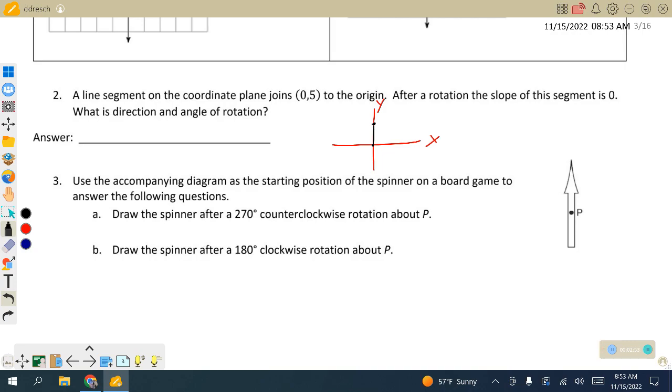Now, does it tell me which direction to go? No. So we could have gone what? Negative 90 or positive 90. Either one is fine. So that new segment could have rotated 90 clockwise or 90 counterclockwise. Really don't care. Either one of those would have been appropriate. So off of here, I'm just looking for 90 or negative 90 and clockwise or counterclockwise.